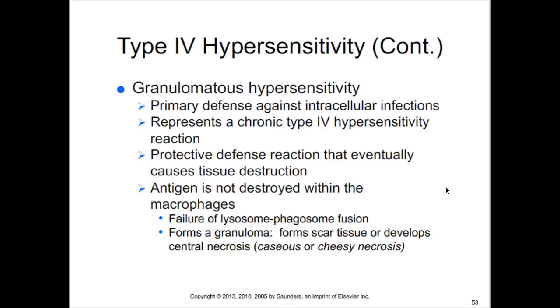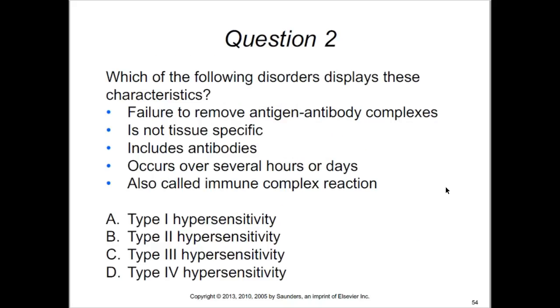Also another one, granulomatous hypersensitivity. So basically, a chronic type 4 hypersensitivity reaction that eventually can cause tissue destruction, because the antigen is basically not destroyed within the macrophage. So it forms granulomas. You might see scar tissue, especially in caseous and cheesy necrosis of the lung. All right. So which of the following orders displays these characteristics?